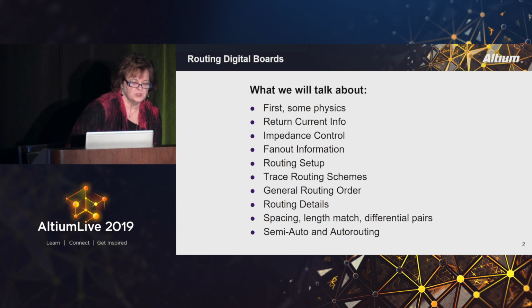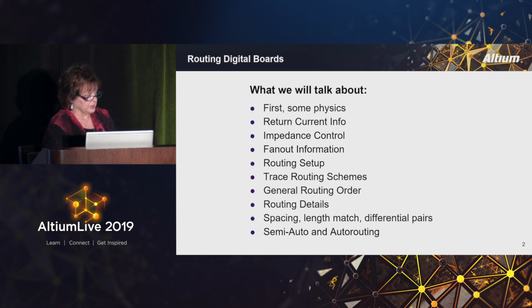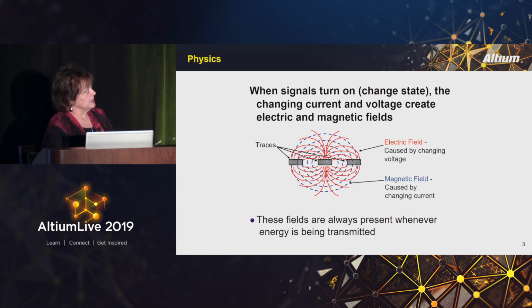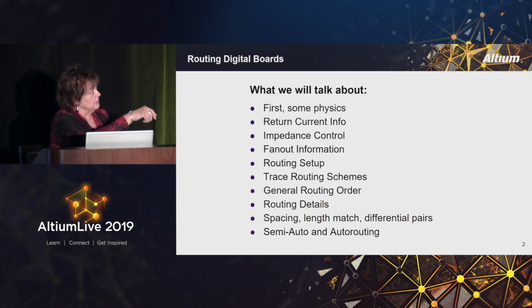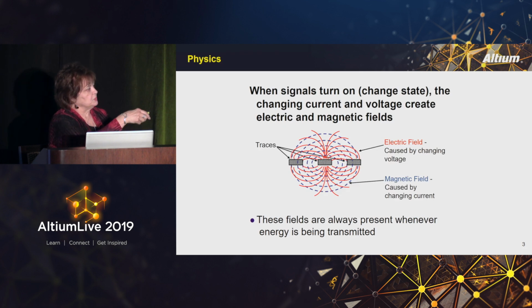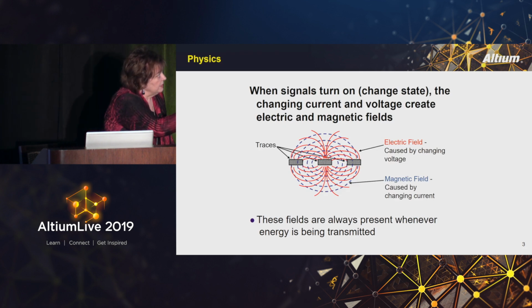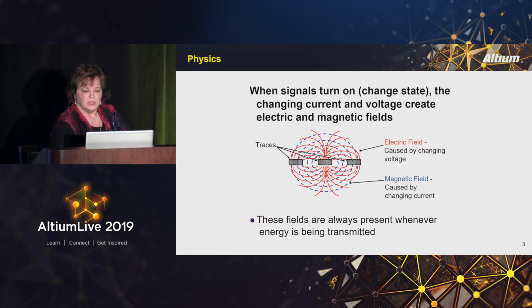Okay, anyway, so first we'll start with a little bit of physics. The reason we will start with that is because that is the why that you're going to do the things that I talk about later on in the what, as far as routing the digital board. So we start with talking about what is actually happening when a signal turns on. The electromagnetic fields form around a particular signal. Just that one signal right there is making all this potential noise here, or all this potential energy, I should say.